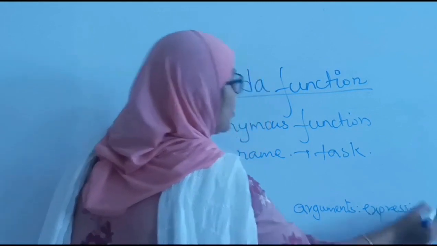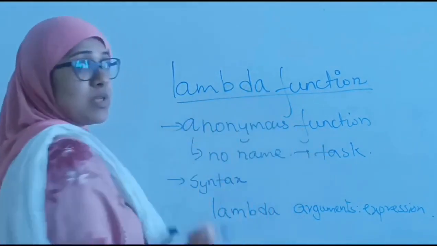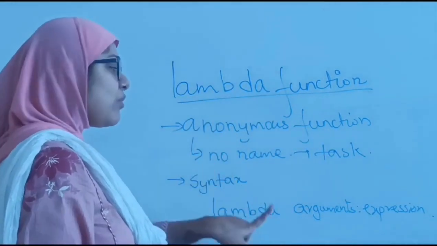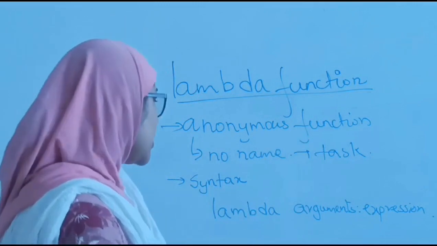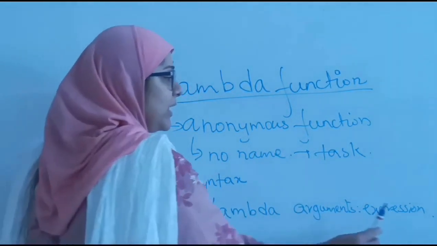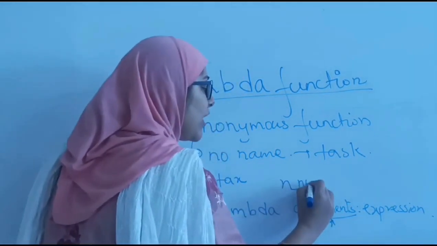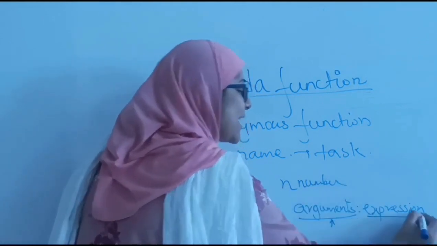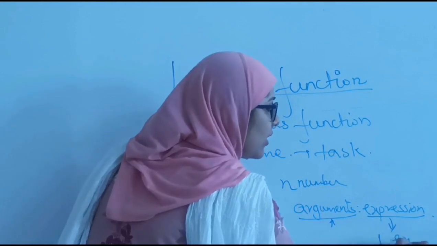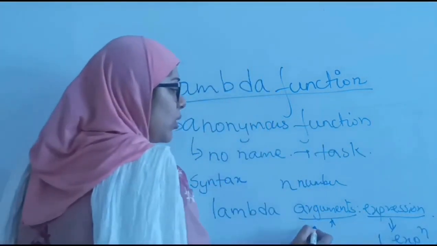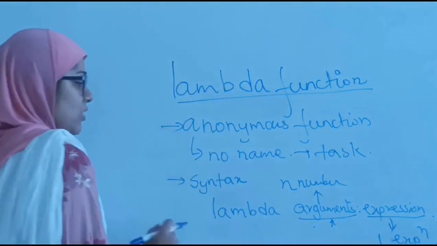So what is lambda function? Lambda function is a special function in Python which is also known as anonymous function. Why is it known as anonymous function? Because we don't have a particular name for the function we want to use, but it will do a particular task. So the syntax for lambda function is lambda, arguments, expression. Arguments are the variables, we can say. We can have n number of arguments, but for the expression we'll have only one, a single expression. So always remember, we can have n number of arguments but only one expression. That is all about lambda.